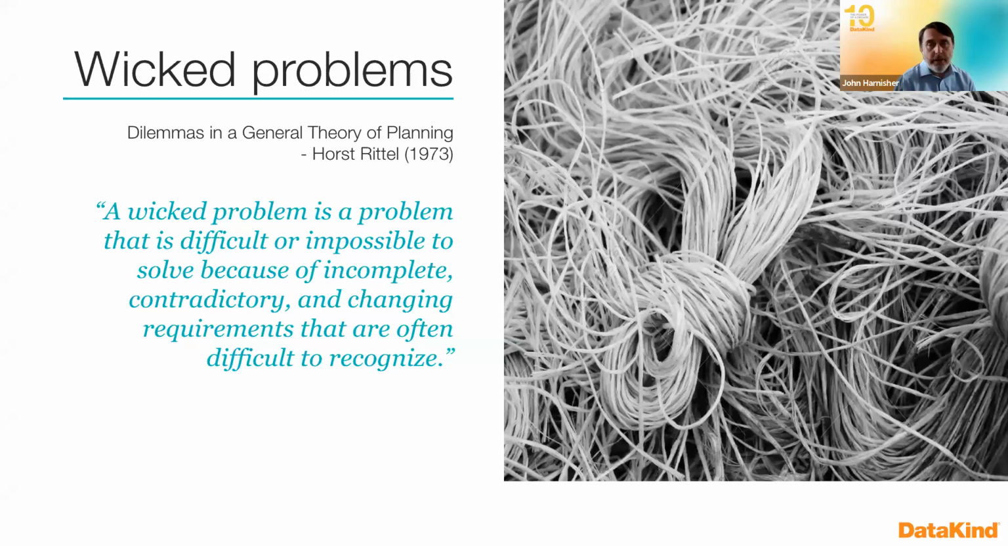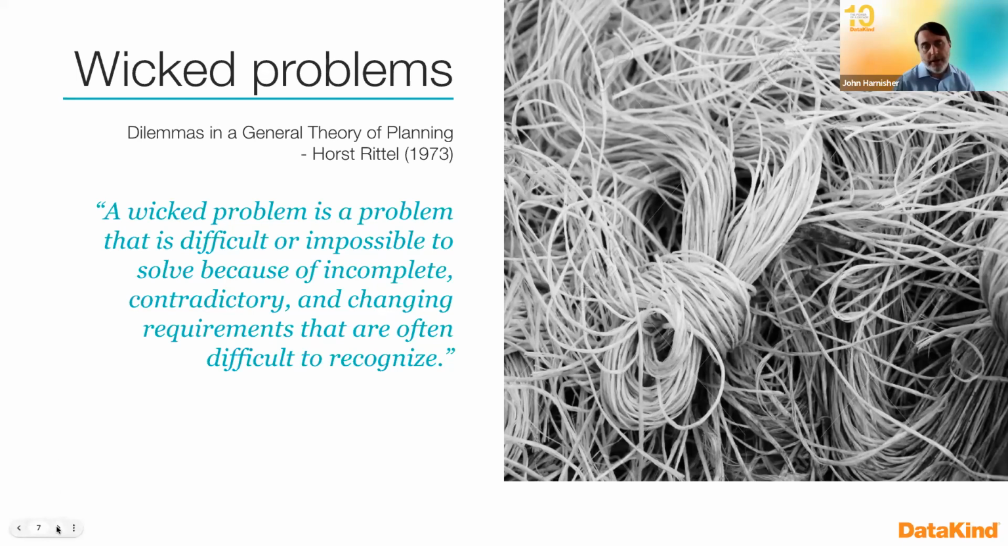DataKind is also interested in dealing with wicked problems, okay? Problems that are relatively large. We're not only dealing with simple problems, right? A wicked problem is a problem that's difficult or impossible to solve because of incomplete, contradictory, and changing requirements that are often difficult to recognize. So trying to work to get all of those requirements, to tie down a solution is a really important thing for us, and we do not shy away from tackling large problems.